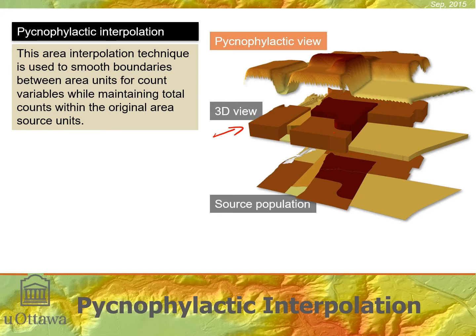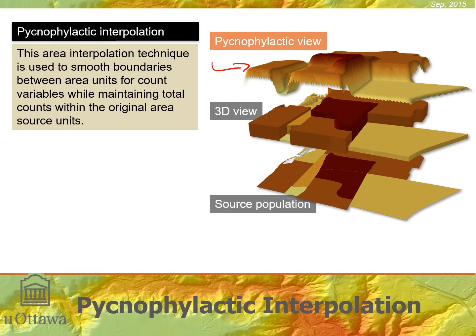And we know that's not realistic, and so pycnophylactic interpolation will smooth, according to how much you want it smoothed. It will smooth the abrupt boundaries by smoothing out the interpolation, or smoothing out the values between administrative units, polygons, while at the same time maintaining the original volume within each polygon.